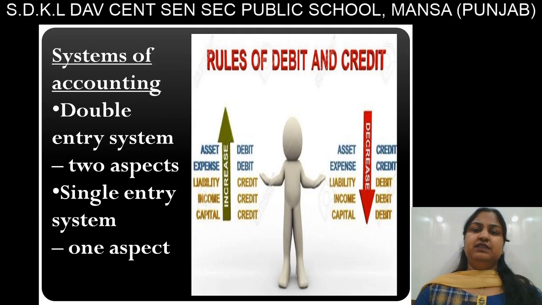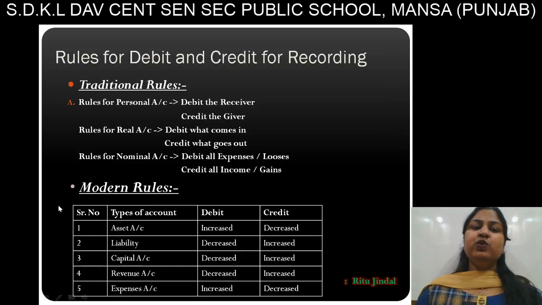Before discussing this, we should know about the type of rules of accounting. There are two rules of accounting, traditional rules and modern rules. Traditional rules are according to three different accounts: personal account, real account and nominal account. Now first, rules for personal account.